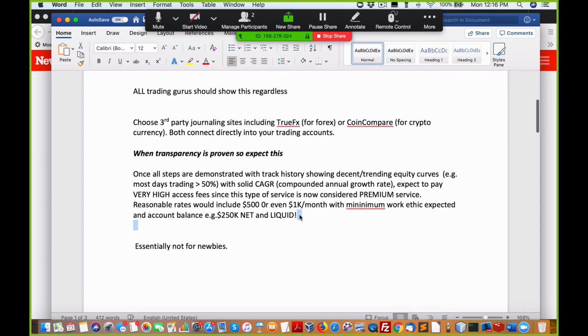So essentially, if you sell your service, I mean obviously there's a disclaimer, but basically you're saying that your algo is working, and you can prove that your algo is working, so then you can sell it for 500 or 1,000 a month? Yeah, whatever the market bears.